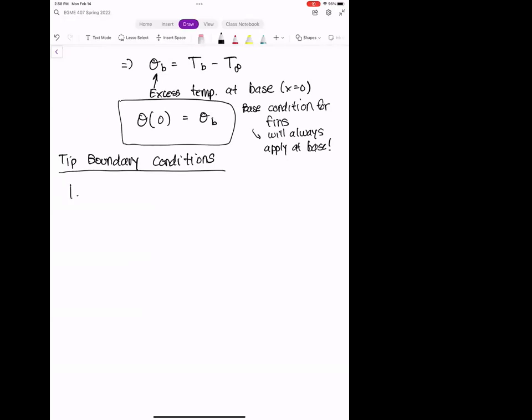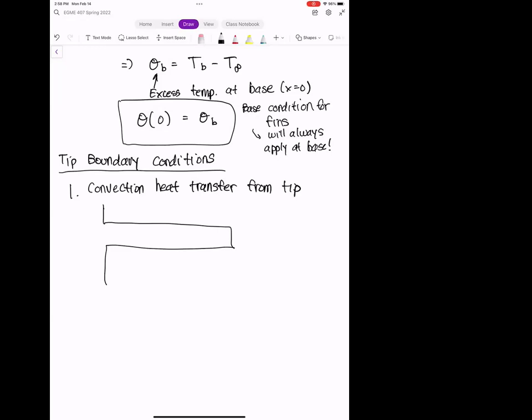So the first tip condition is perhaps the most general one. It's also the one that requires the most work. This tip condition assumes that we have convection heat transfer from the tip. Okay. And so visually it looks something like this.